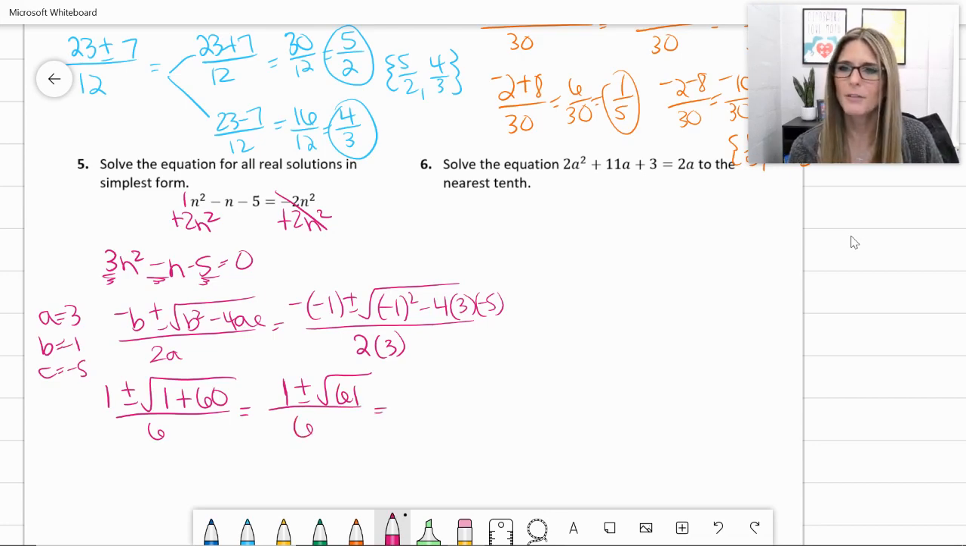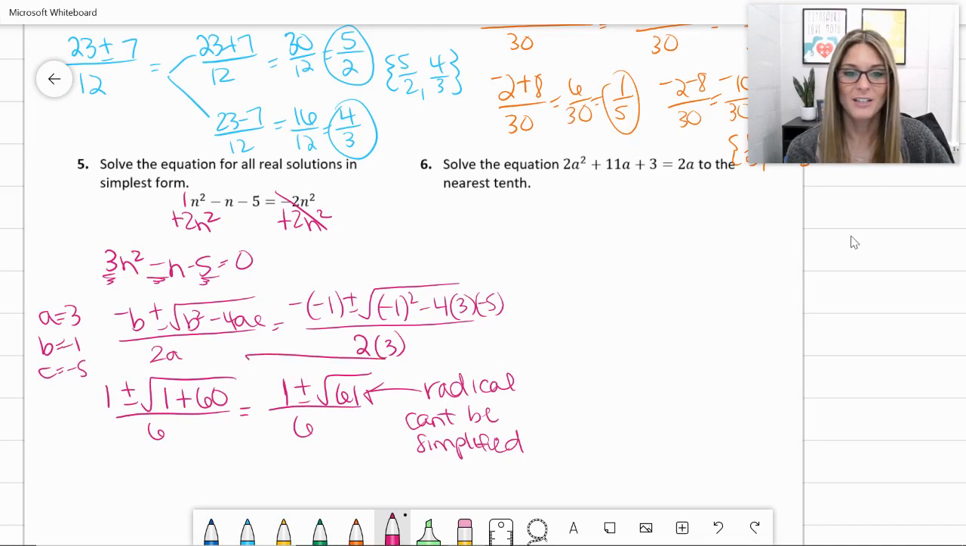61. Is that a perfect square? No? Okay, no problem. If your radical cannot simplify, we can actually leave this as our final answer. We can write it in Delta Math, and you might see it on your end of course test or on your benchmark test. This can be a final answer.